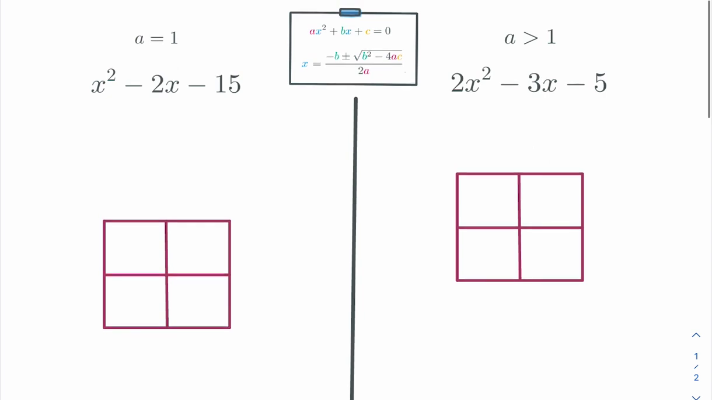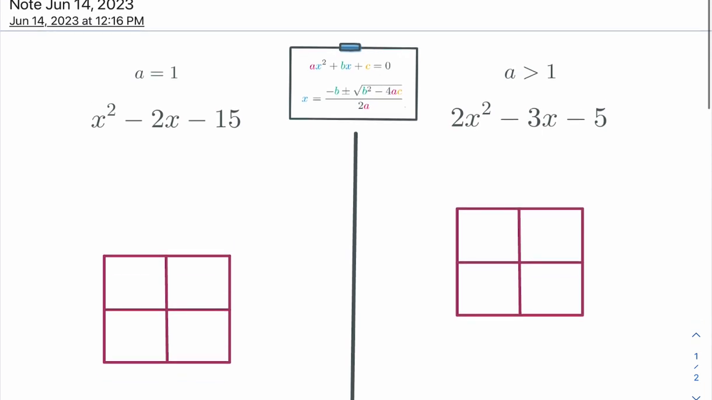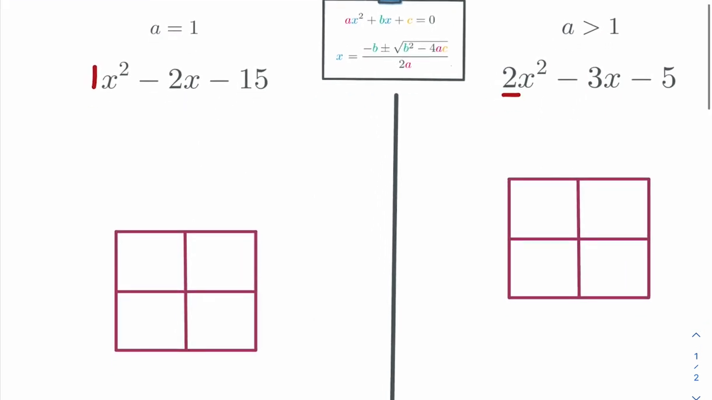We're going to look at quadratics that are already in standard form, meaning the leading term is the highest exponent, it's the squared exponent, and the exponents decrease in order. So we have x squared, x to the first, and then our constant term. We're going to look at quadratics where the leading coefficient is 1, and then where the leading coefficient is greater than 1. So first, let's look at the one where the leading coefficient is 1.